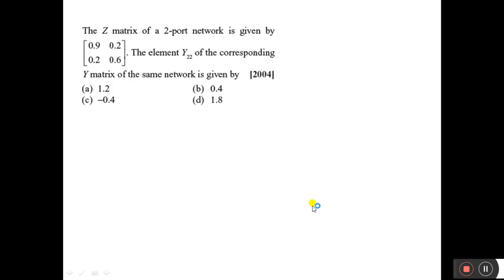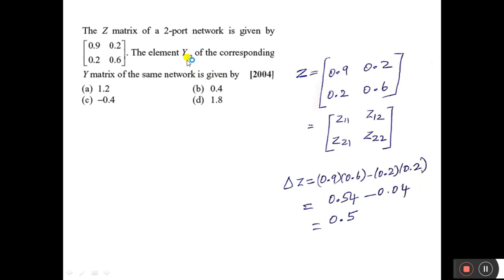And the Z matrix of a two-port network is given by 0.9, 0.2, 0.2, 0.6. The element y22 of the corresponding Y matrix is given by option A 1.2, option B 0.4, option C minus 0.4, option D 1.8. Z matrix is given, they are asking to calculate y22. No need for any conventional method, directly go, because the Y matrix is the inverse of Z.